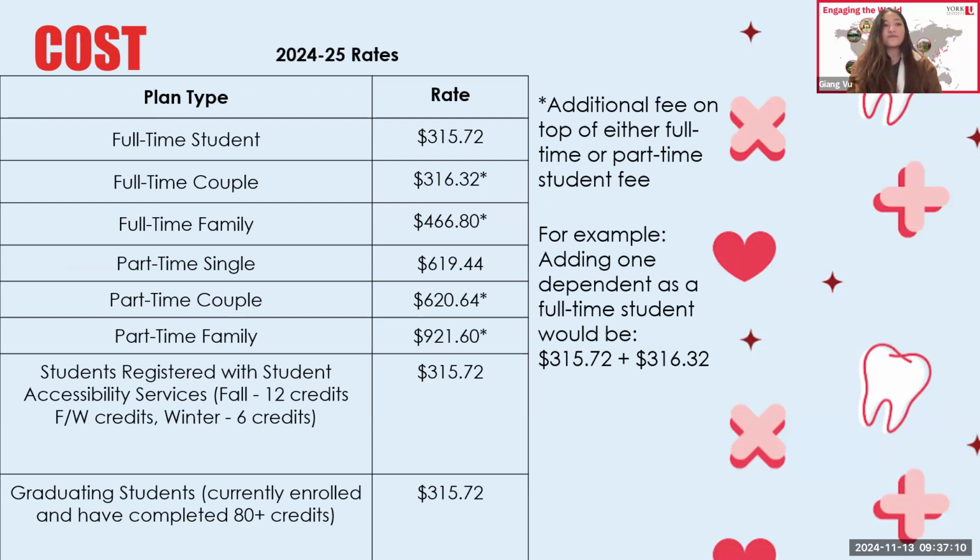This is the rate for the 2024 and 2025 school year. The rate depends on the status of the student. So depending on whether you're a part-time student or a full-time student, the rate differs. And if you want to add a dependent, the rate would change too. For example, if I am a full-time student, the rate would be $315.72. And if you would like to add a dependent, it would be an additional cost of $316.32. All of this is applicable as long as the opt-in application for the dependent is done prior to the deadline.